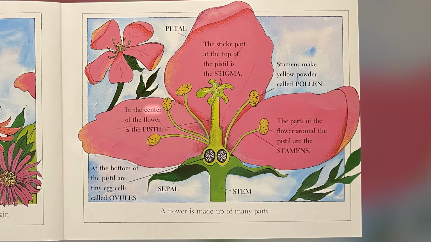In the center of the flower is the pistil. At the bottom of the pistil are tiny egg cells called ovules. The sticky part at the top of the pistil is the stigma. The parts of the flower around the pistil are the stamens. Stamens make yellow powder called pollen. Stem, sepal, petal.